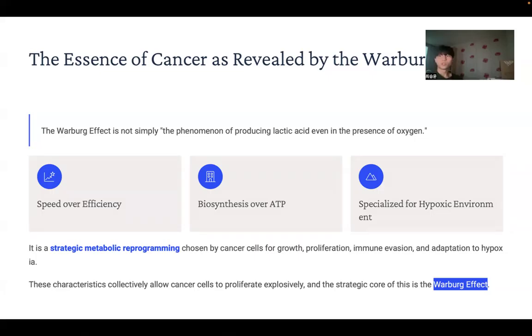In conclusion, the Warburg effect is far more than just producing lactate despite oxygen. It is a metabolic reprogramming that enables cancer cells to grow rapidly, evade the immune system, and survive in harsh environments. Cancer cells choose speed, biosynthesis, and immune escape, while normal cells choose efficiency. Understanding these metabolic differences is essential for grasping the true nature of cancer and for developing next-generation anti-cancer therapies.